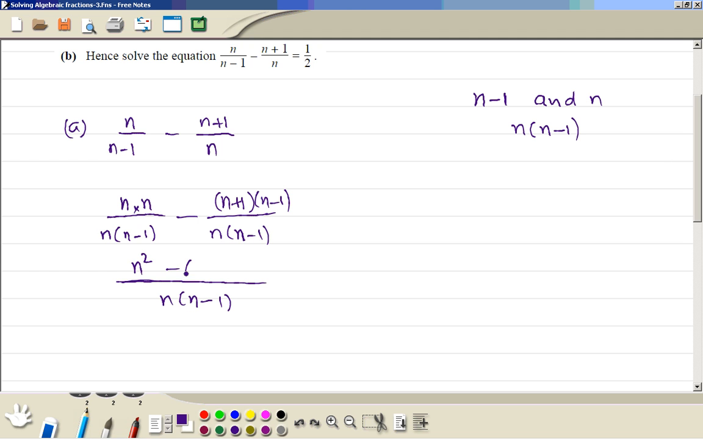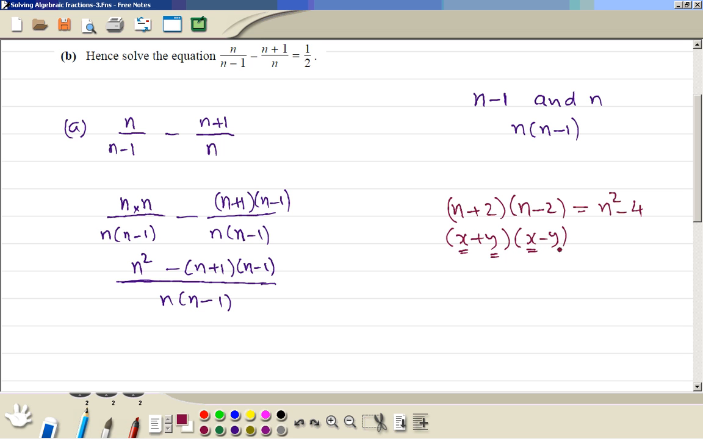Here we have bracket n plus 1 times n minus 1. So this is the difference of two squares. So just remember, n plus 2 times n minus 2 is n squared minus 4. We'll think with x and y: x plus y times x minus y. If this letter is the same, this one the same, the only difference is the sign in the middle. So this comes from a difference of two squares.